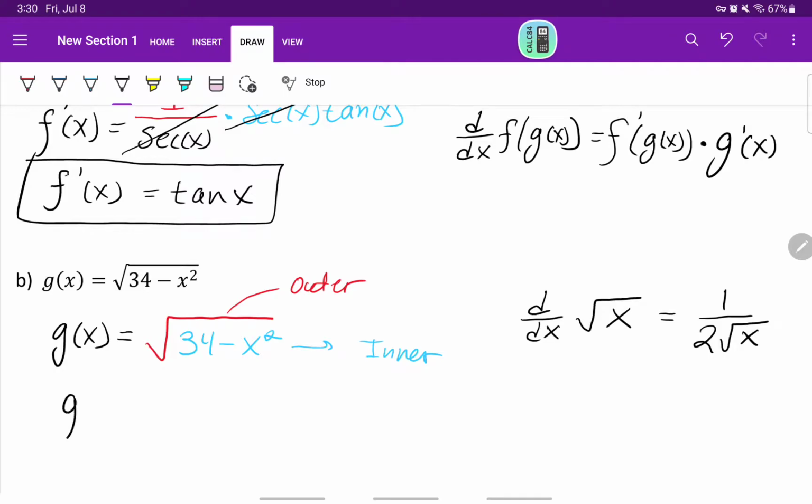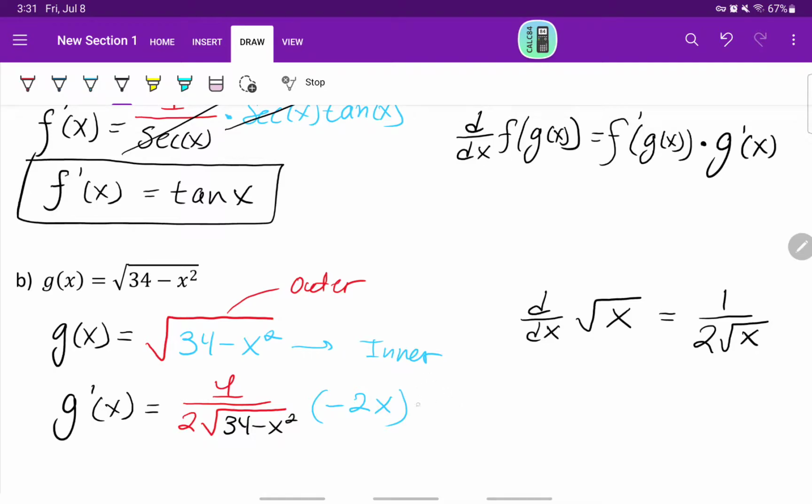So to find the derivative of g, the derivative of the outer, the derivative of the square root is 1 over 2 square root, but instead of putting x, we're going to put 34 minus x squared, excuse me. Then we're going to multiply that with the derivative of the inner function. The derivative of 34 is 0 because that's a constant. Minus the derivative of x squared is 2x.